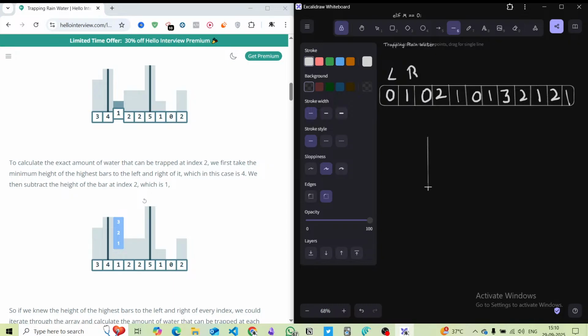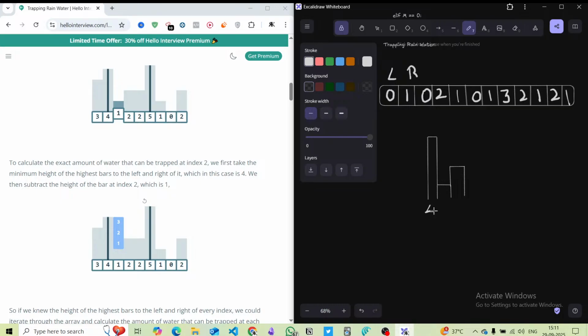To explain this clearly, let's say this is the block of height 4, and then this will be container 1, and then this will be container 2. It looks like this. So this will be 4, and then 1, and then 2, right?